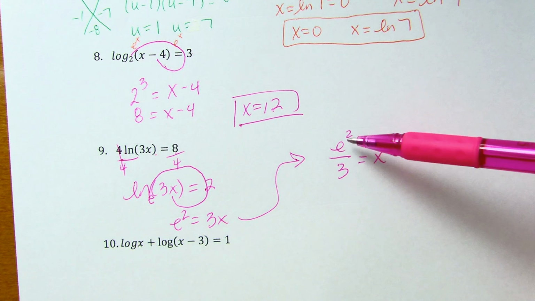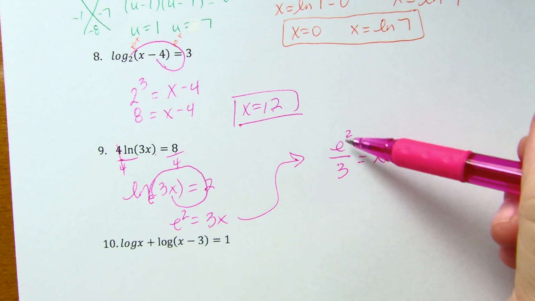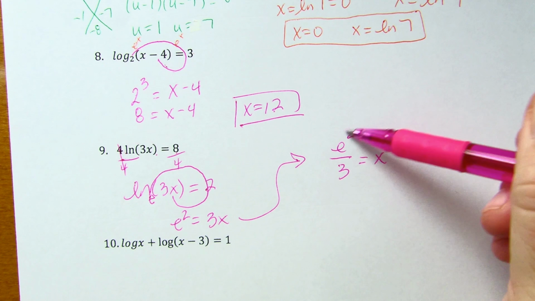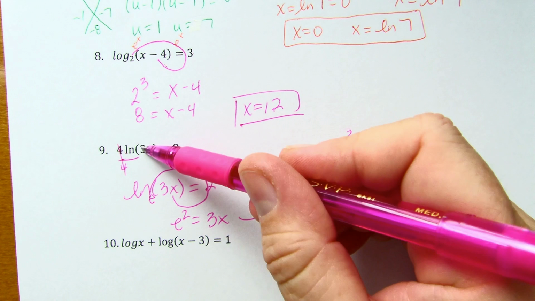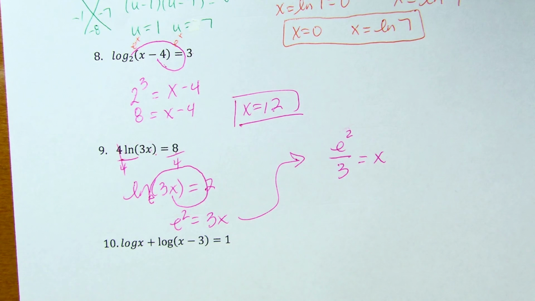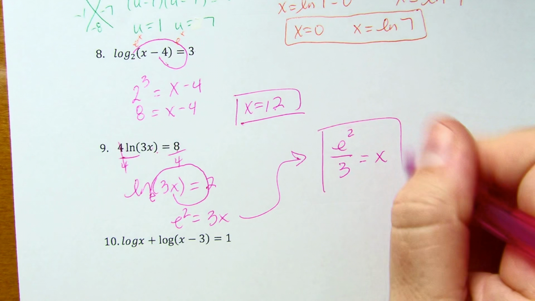Well, again, we want to make sure that plugging this in is okay. e squared is positive, divided by 3 is positive. A positive number times a positive number is positive. So again, not 0, not a negative, so we're all good.